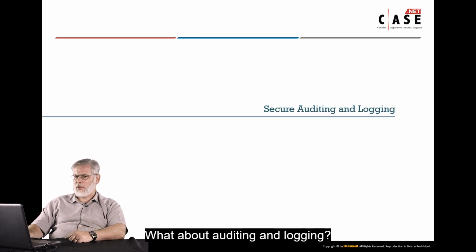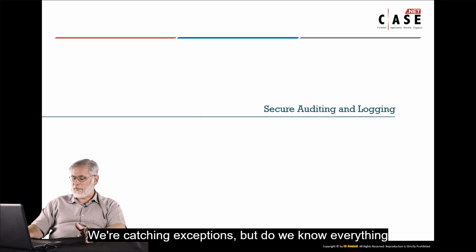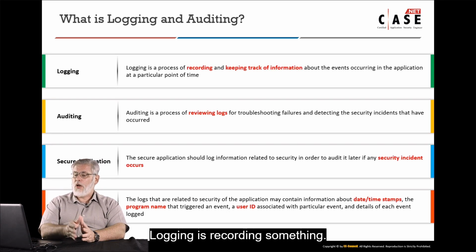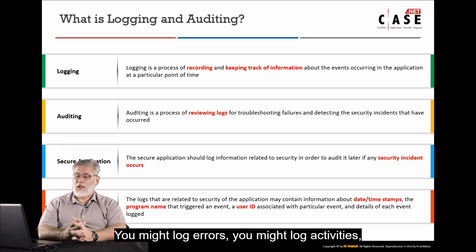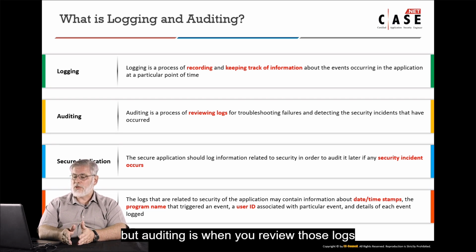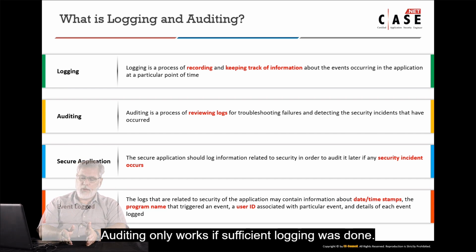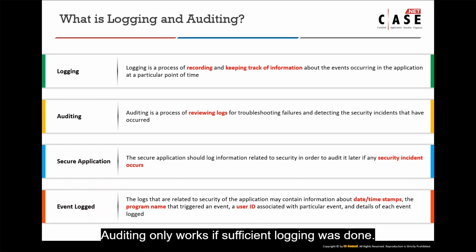What about auditing and logging? We're catching exceptions, but do we know everything that's happening? Logging is recording something. You might log errors, you might log activities, but auditing is when you review those logs for troubleshooting. Auditing only works if sufficient logging was done.